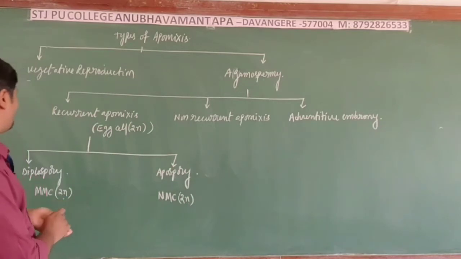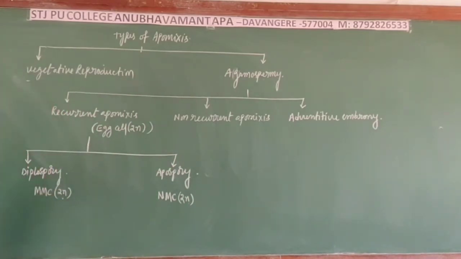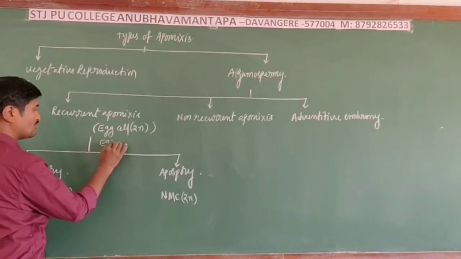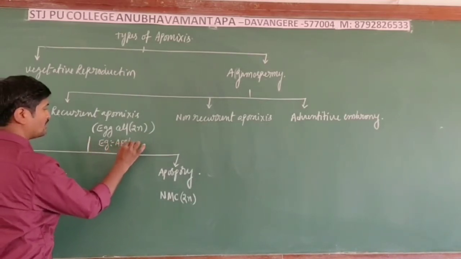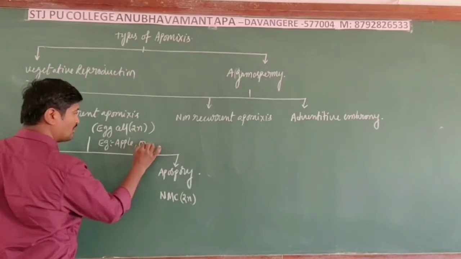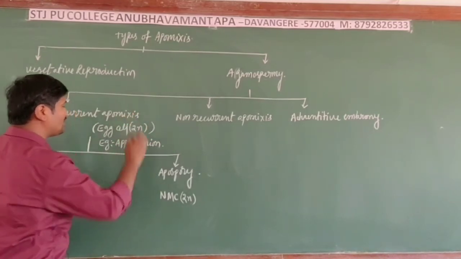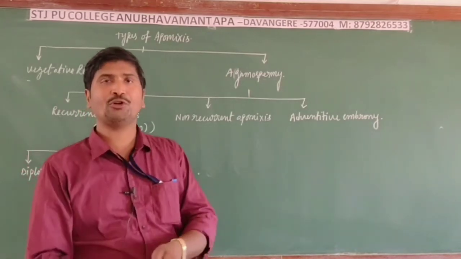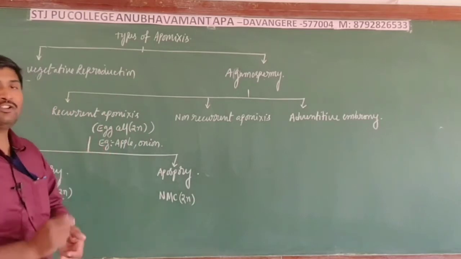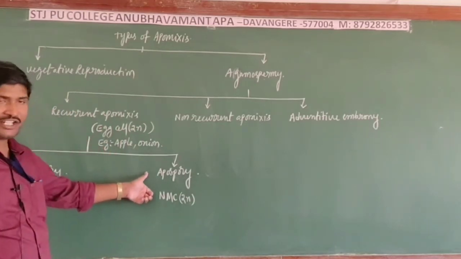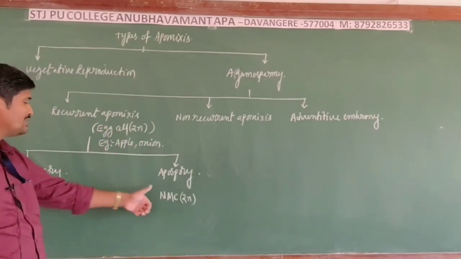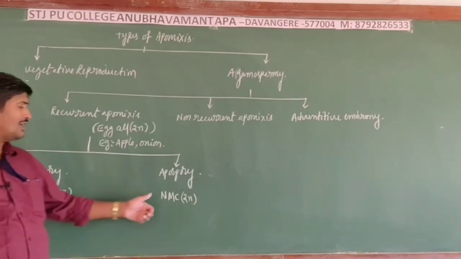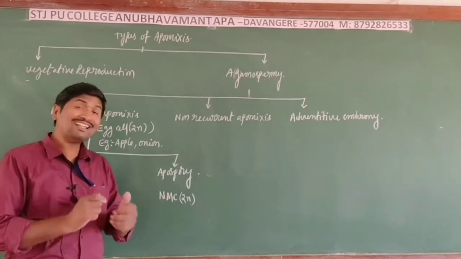Next, what are the best examples of recurrent apomixis? Apple and onion. These are the best examples of recurrent apomixis. A very important point: here the development of the embryo is in a diploid condition, because the embryo is developed from diploid cells. What are the diploid cells here? The megaspore mother cell and the nucellar mother cell.